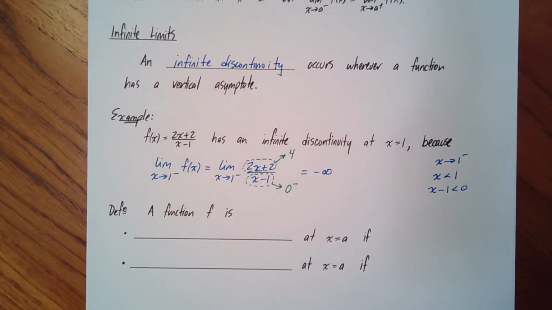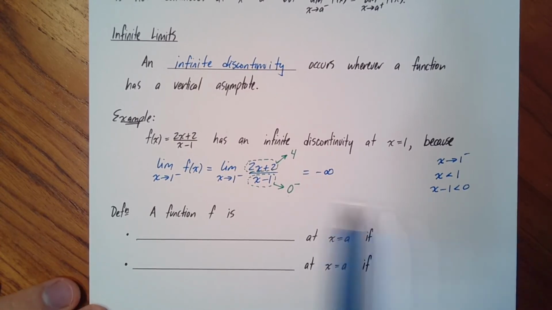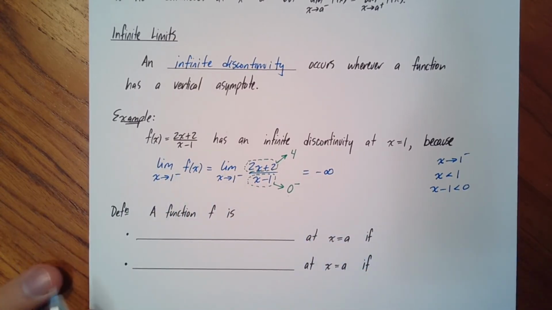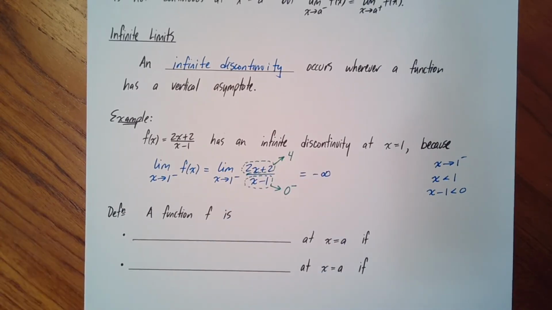And that's why this function f has a vertical asymptote at x equals 1, and therefore it has an infinite discontinuity. So this example serves as a way to show you how to detect vertical asymptotes near points without drawing the graph.